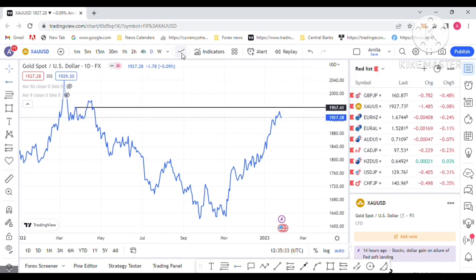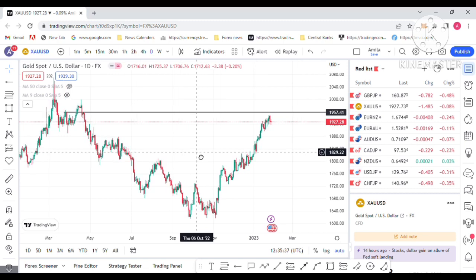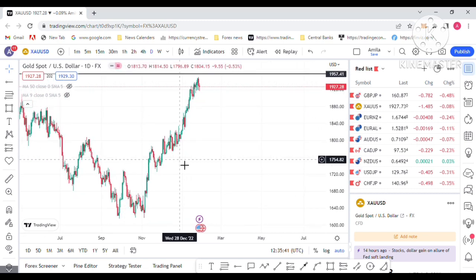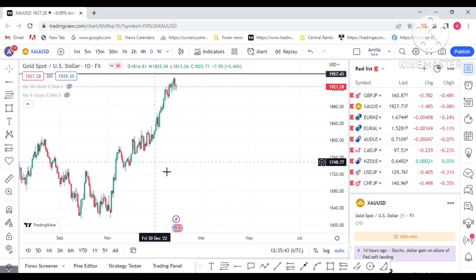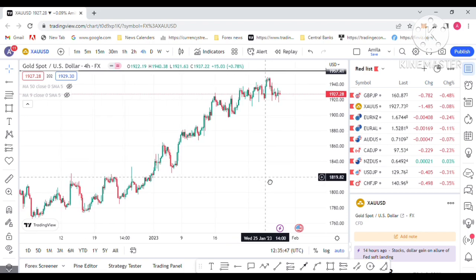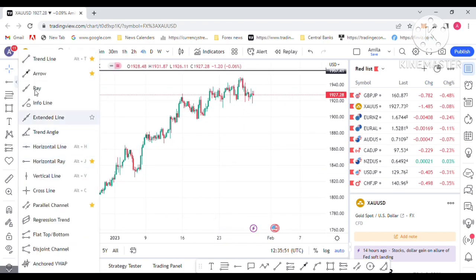I will forecast the left side, the sell side, the more liquidity area. I am marking the line in this area. So last week gold moved to the upside strongly, the buy side. So now I have moved to the 4-hour chart for the analysis.